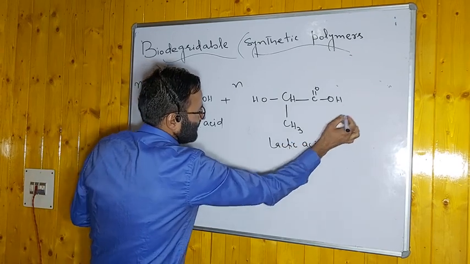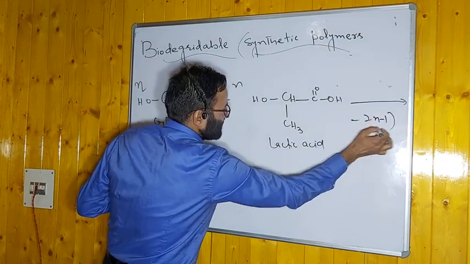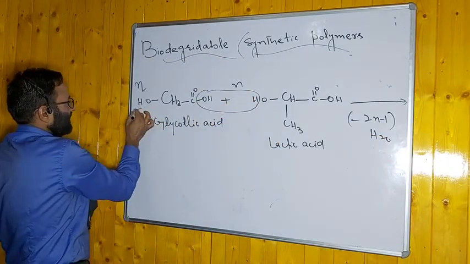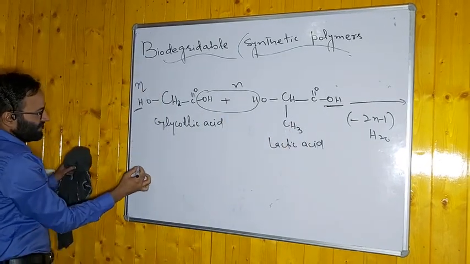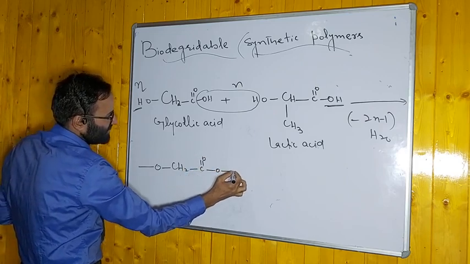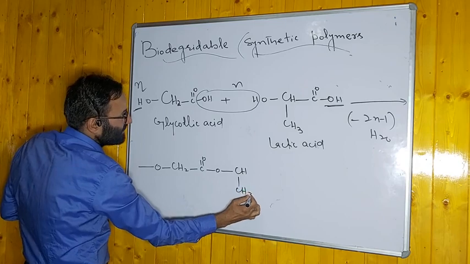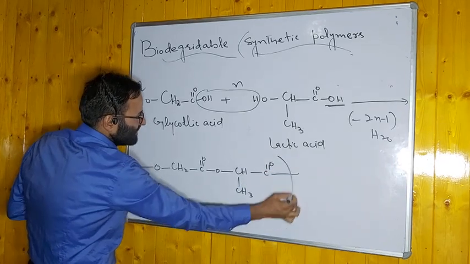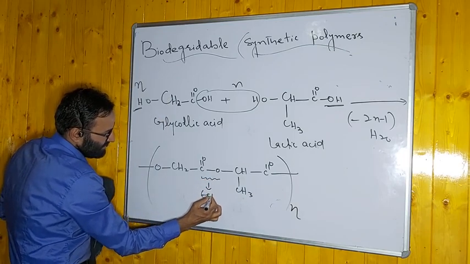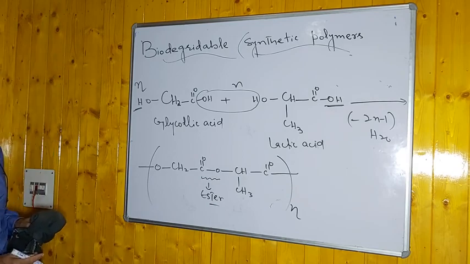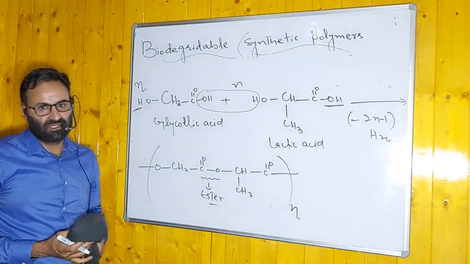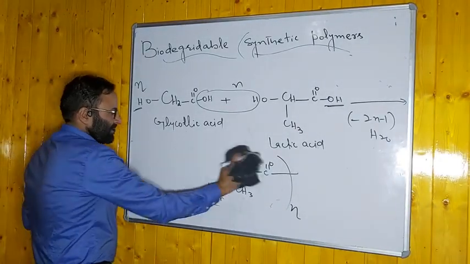It is a condensation polymer, minus twice and minus water. You will have OH, H. You will have OH. What you will have? You will have O, CH2, C double bond O. It is a polyester because there is an ester linkage. This is the polymer. Here it is the ester linkage. Polyglycolic acid, polylactic acid. It is a biodegradable synthetic polymer. Remember this point.